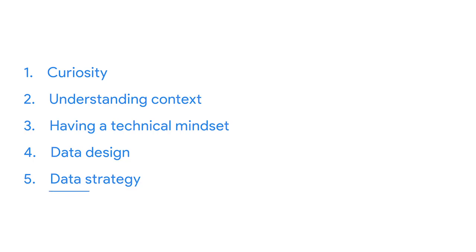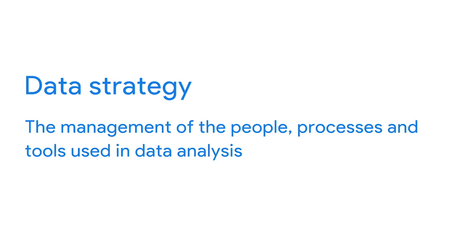The last, but definitely not least, the fifth and final element of analytical skills is data strategy. Data strategy is the management of the people, processes, and tools used in data analysis. Let's break that down. You manage people by making sure they know how to use the right data to find solutions to the problem you're working on. For processes, it's about making sure the path to that solution is clear and accessible. And for tools, you make sure the right technology is being used for the job.